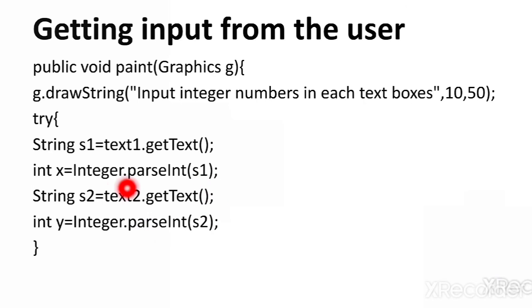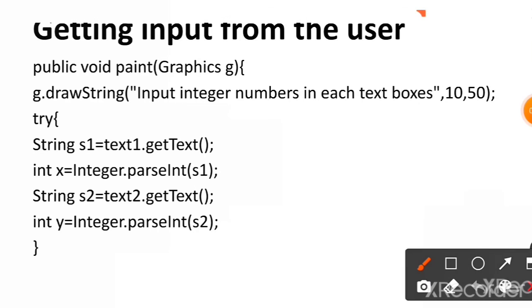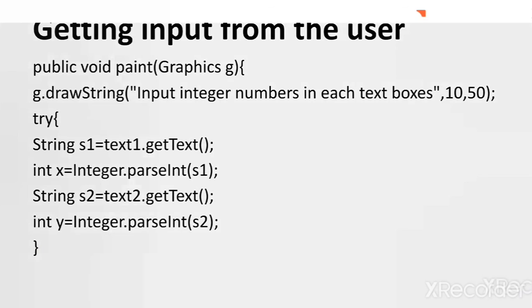So the statements int x equals Integer.parseInt of s1 and int y equals Integer.parseInt of s2 are the statements which can raise an exception while converting a string value to an integer value. Hence I have placed these two statements within the try block. Actually, you should not close the try block here. Just make a correction. The try will close in the next slide.